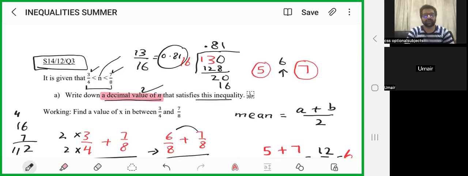So this is how you can solve a question of inequalities if they ask you to find a decimal or a fraction between two given fractions or two given decimals. So this is the solution.